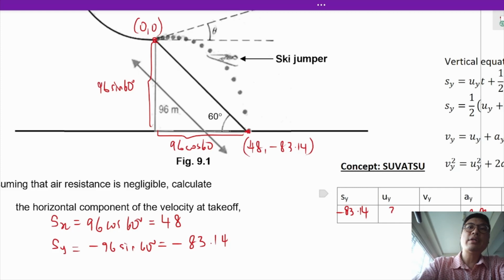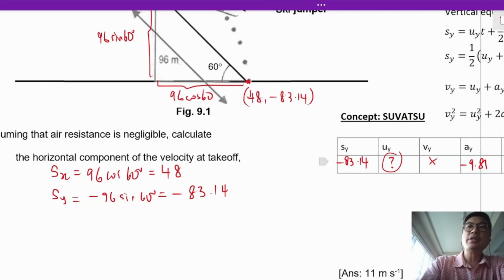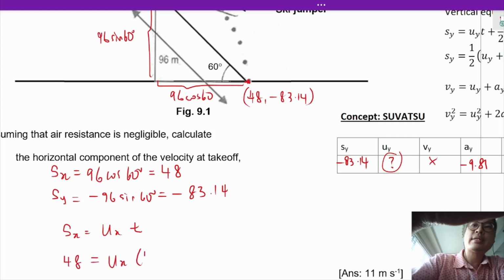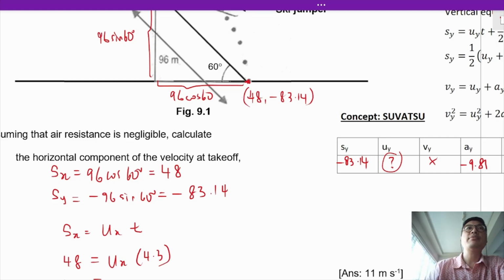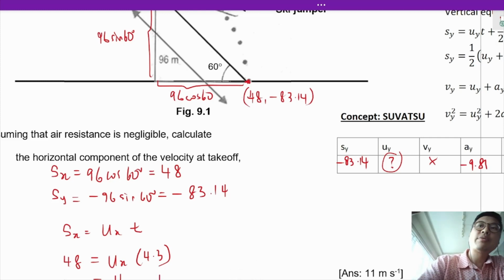So now we need to find uy and we don't have vy. So we will use the equation. Sorry, we need to find ux. Okay, and so we have these values over here. So we have sx equals uxt. So sx is 48, ux is unknown, and t is 4.3, which gives us a ux value of 11 meters per second. So we can fill in 11 meters per second over here.